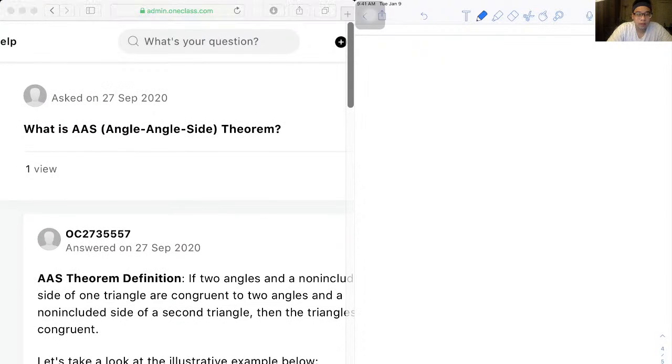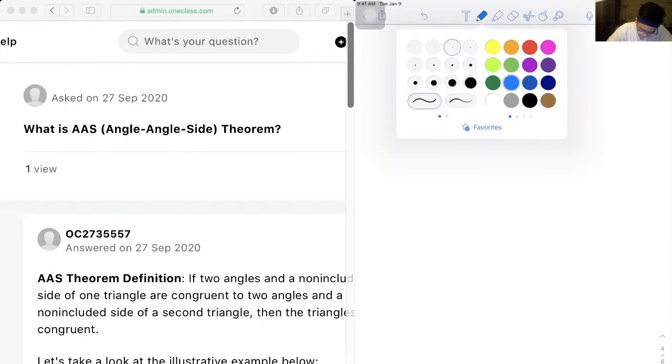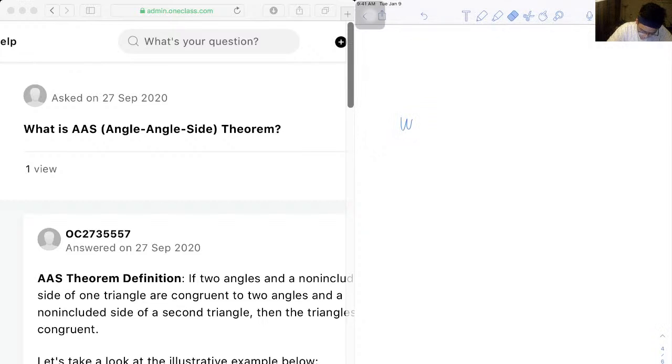Okay, so the next one is asking us what is the AAS theorem? Okay, so first let's recall the definition for this.